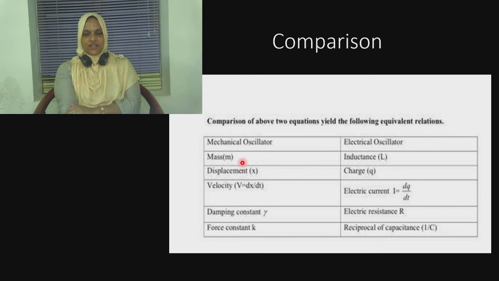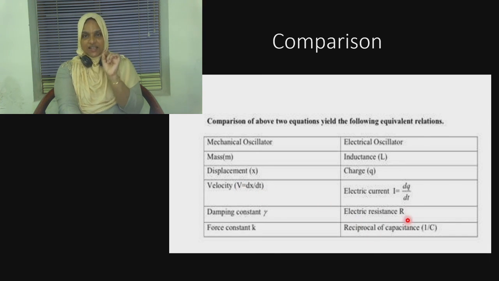In the case of a mechanical oscillator, the mass is analogous to the inductance L of an electrical oscillator. Then in the electrical oscillator there is charge q, which is analogous to displacement x. Also, electric current I equal to dq by dt is analogous to the velocity of the oscillator, v equal to dx by dt.